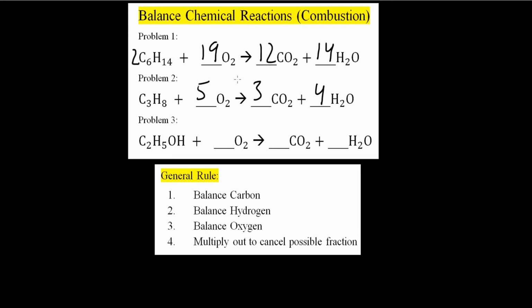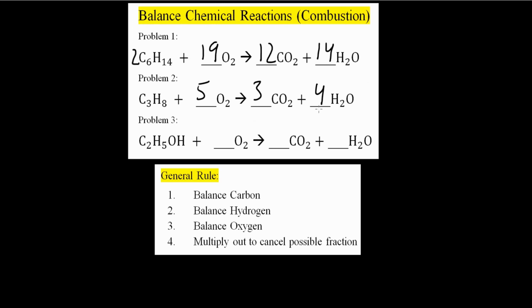And let's check. So 3 carbons, that's good. We have hydrogen, 8 hydrogen. We have 4 times 2, 8 hydrogen. And finally, oxygen. 5 times 2 is 10. 3 times 2 is 6. Plus 4 is 10. Now, last problem. This is ethyl alcohol or ethanol.